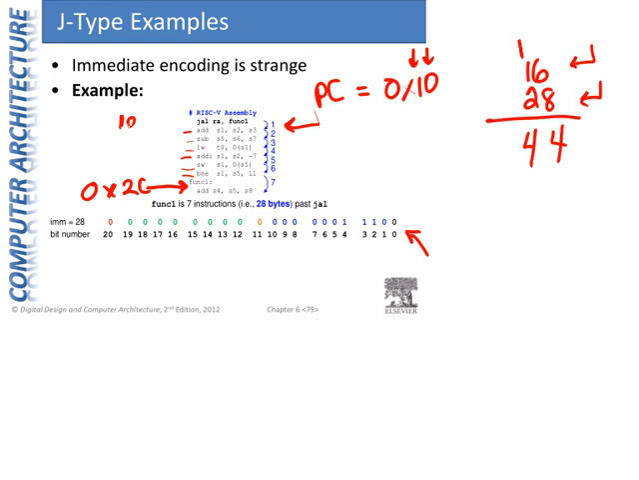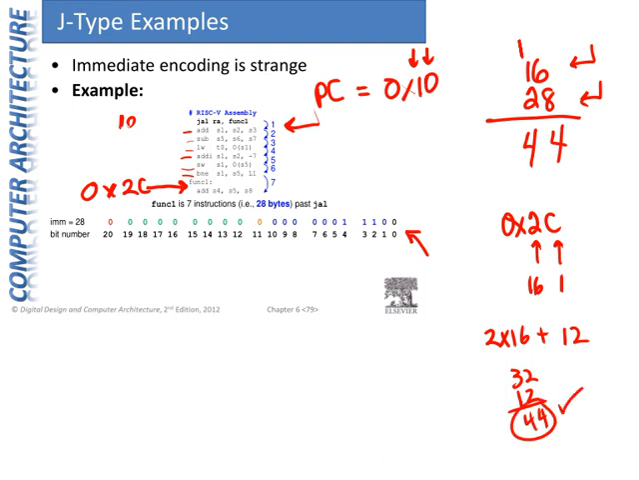So let's see. So hex 2C, what is hex 2C? Well, this is the 1's place. This is the 16's place. So we have 2 times 16 plus C times 1, which is plus 12. So we have 32 plus 12. In fact, exactly right. We're going to get 44.